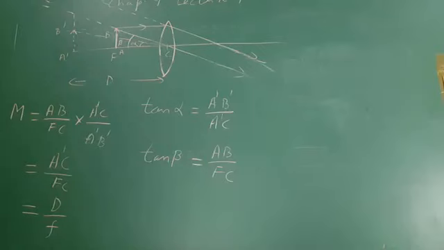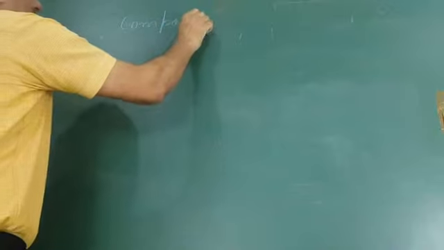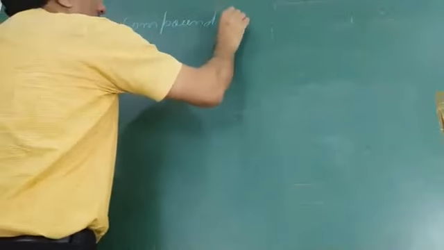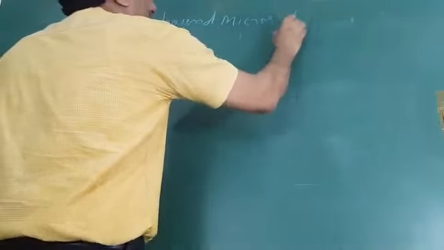Now we will discuss the compound microscope. We will take the first case when the image forms at the distinct vision point. Generally in compound microscopes, the image is focused at the distinct vision point. So first of all, its construction.